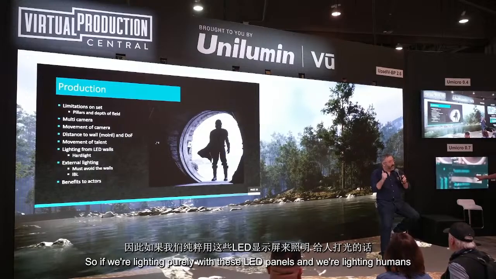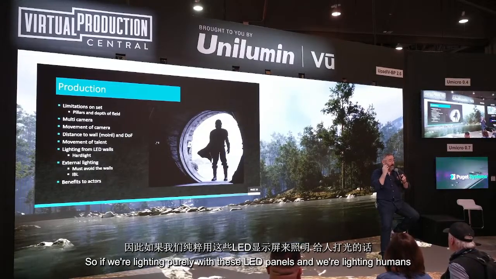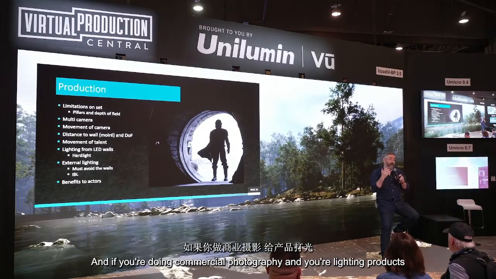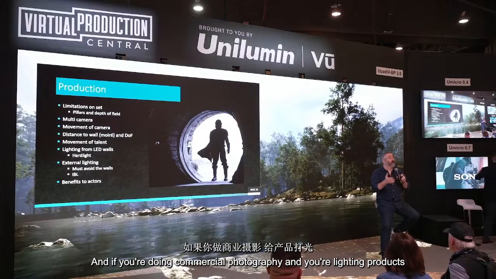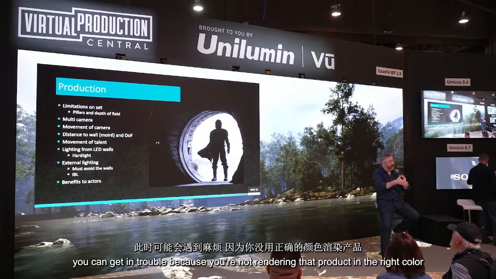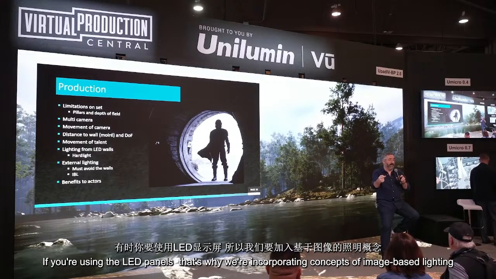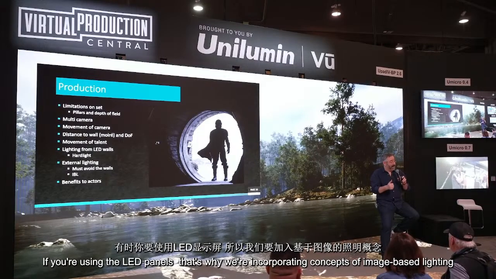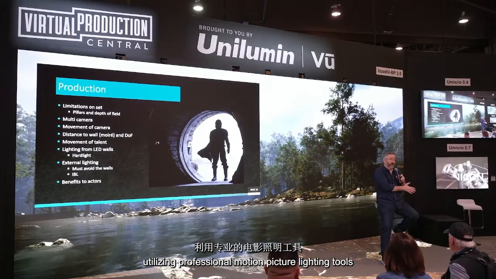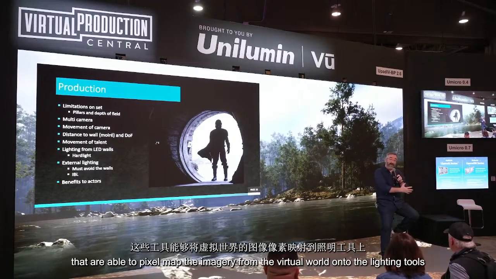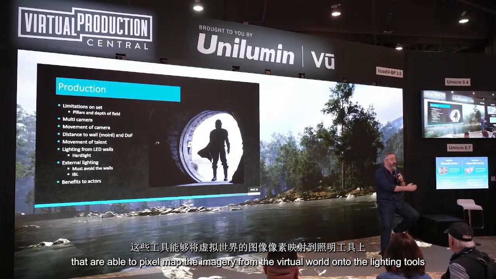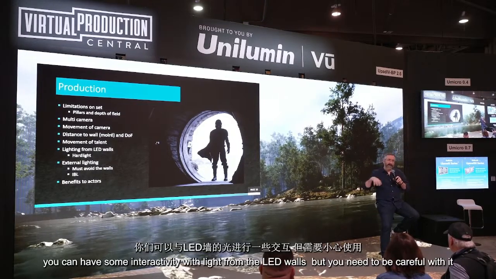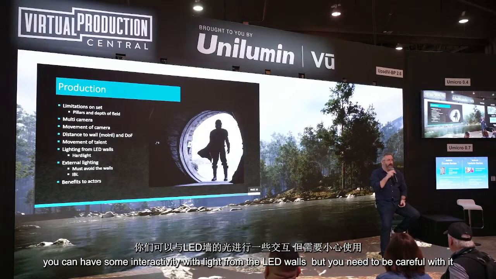So if we're lighting purely with these LED panels and we're lighting humans, we can get skewed skin tones and we can get bad colors. And if you're doing commercial photography and you're lighting products, you can get in trouble because you're not rendering that product in the right color if you're using the LED panels. That's why we're incorporating concepts of image-based lighting, utilizing professional motion picture lighting tools that are able to pixel map the imagery from the virtual world onto the lighting tools and light with those instead. You can have some interactivity with light from the LED walls, but you need to be careful with it.